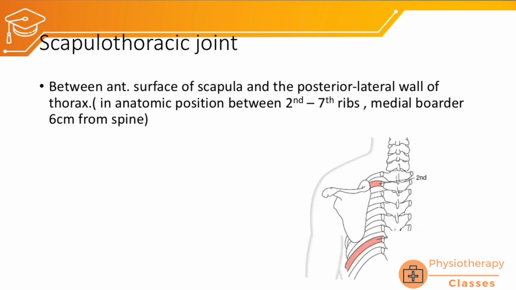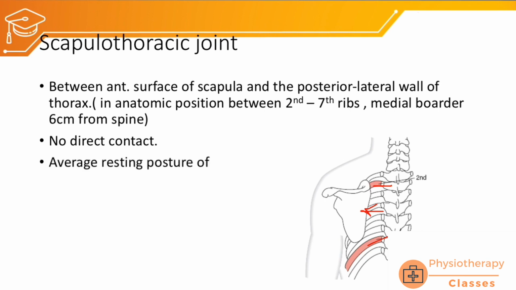The scapulothoracic joint is formed between the anterior surface of the scapula and the posterior lateral wall of the thorax. In anatomical position, the scapulothoracic joint lies between the second to seventh rib and is about 6 cm away from the spine. We know there is no direct contact between the scapula and the ribs. The muscles of the thorax and the muscles anterior to the scapula, that is the subscapularis muscle, form this joint, so it is also called a false joint.